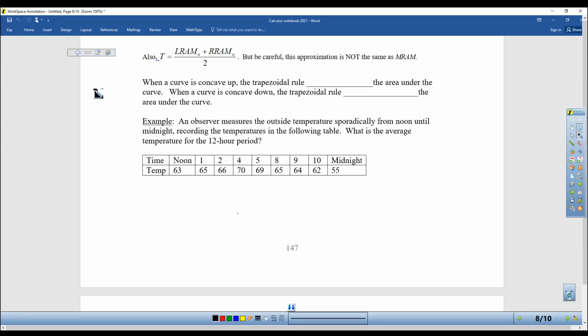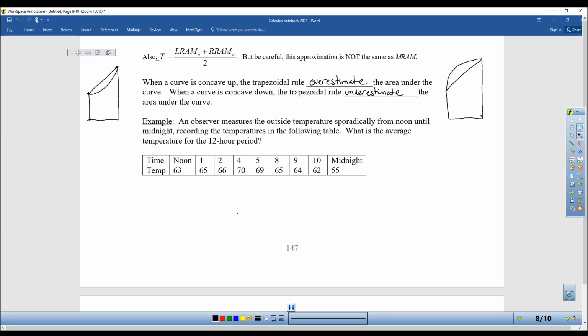When the curve is concave up, the trapezoid rule is going to overestimate the actual area because the trapezoid will go from tip to tip. But when the curve is concave down, like that, when we make that into a trapezoid, you're going to lose some of the curve. So it's going to underestimate the area under the curve.